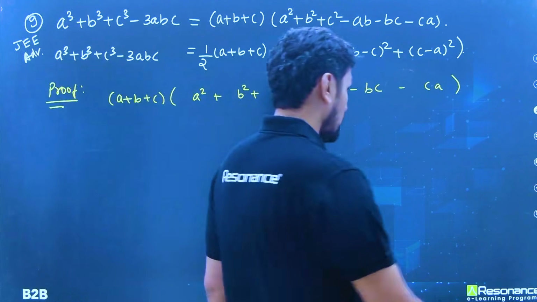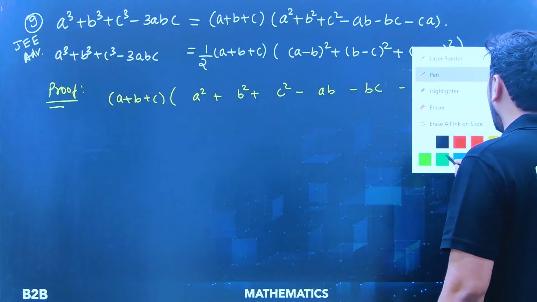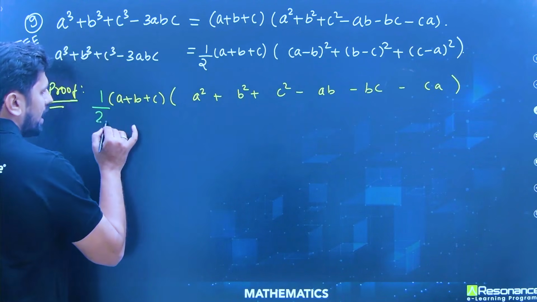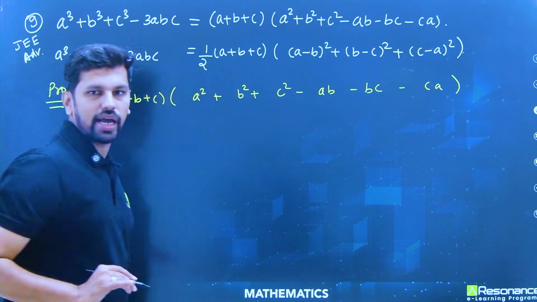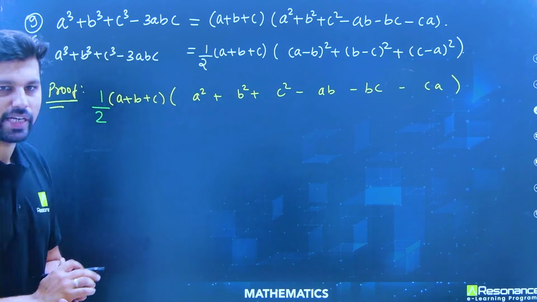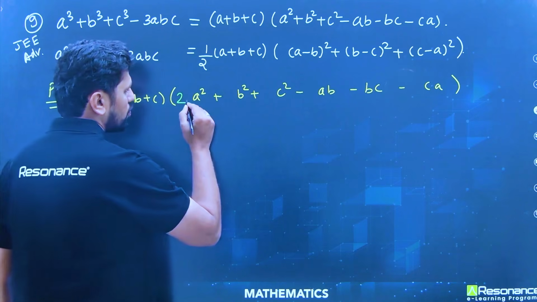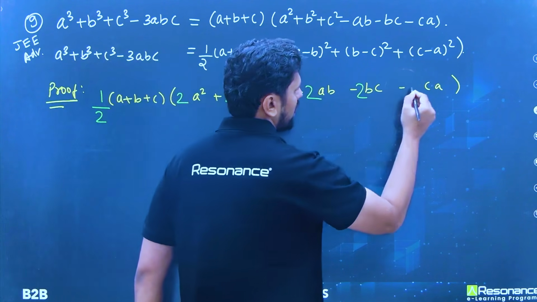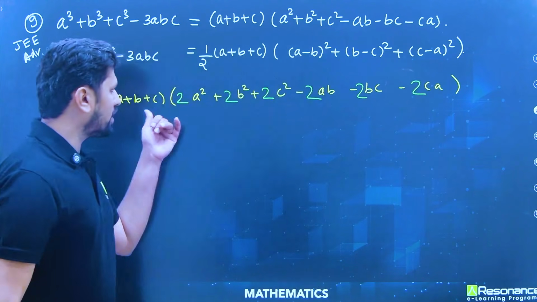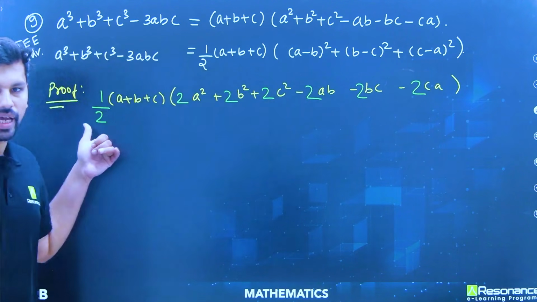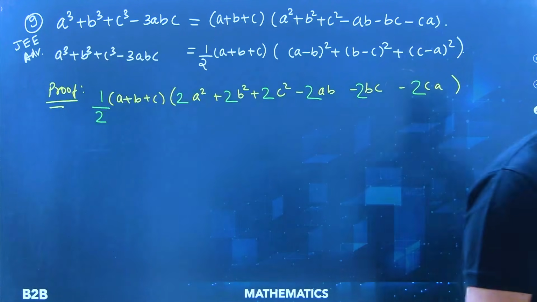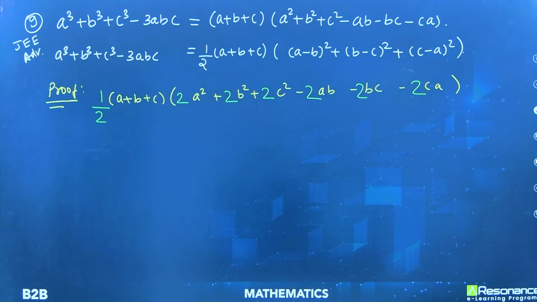Now I will divide it by 2 and multiply it by 2. So 1/2 will come here, and 2 inside. When I take 2 common, it will be cancelled by the denominator 2. Correct?